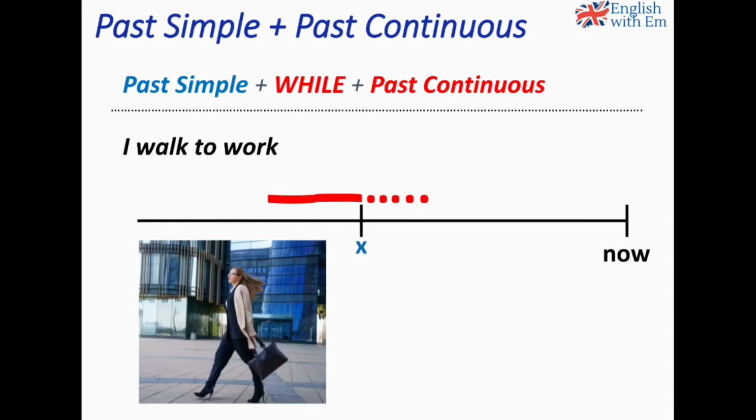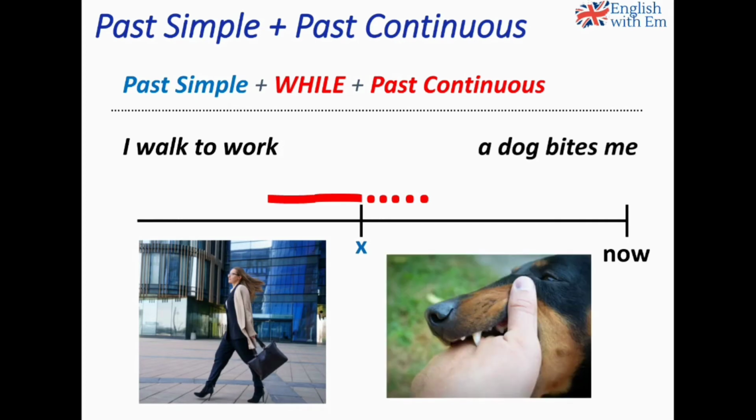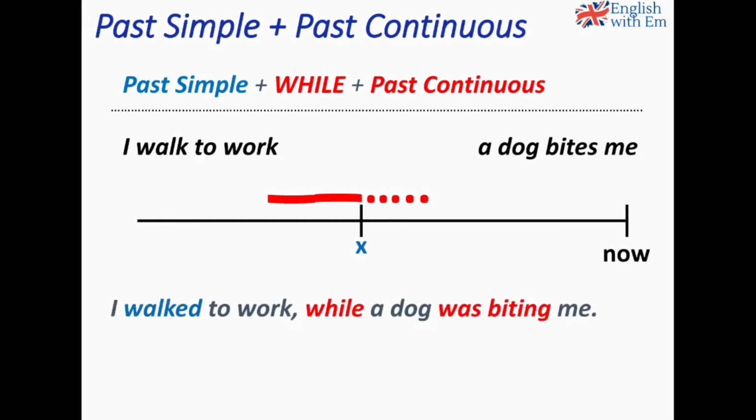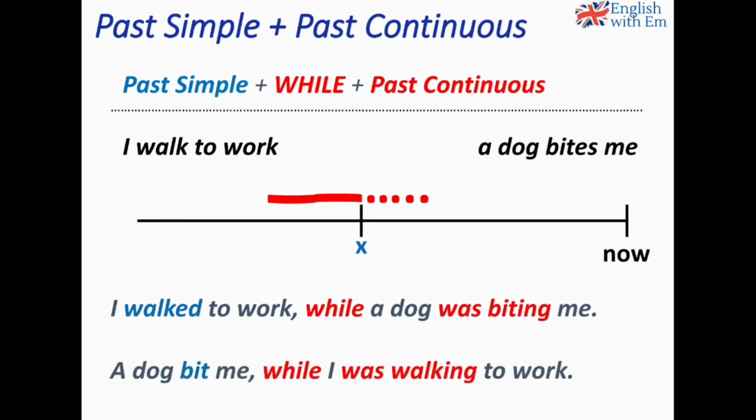I walk to work. A dog bites me. So again, think about it. Which of these actions is the longer action, and which action happens suddenly? I walked to work while a dog was biting me. Or, a dog bit me while I was walking to work. Which do you think is correct?